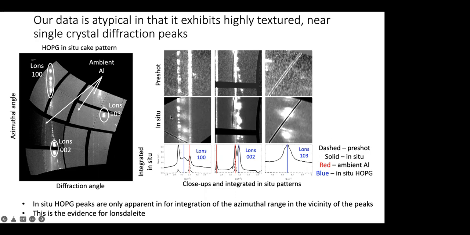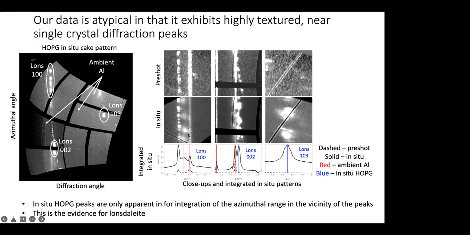And what we're doing here is looking at three different azimuthal ranges. One is up here, that corresponds to down here. The other is here, that corresponds to the middle here, and then one is out here at larger Qs over here. And then we have dashed lines out here that show the pre-shot, and the solid lines show the in situ.